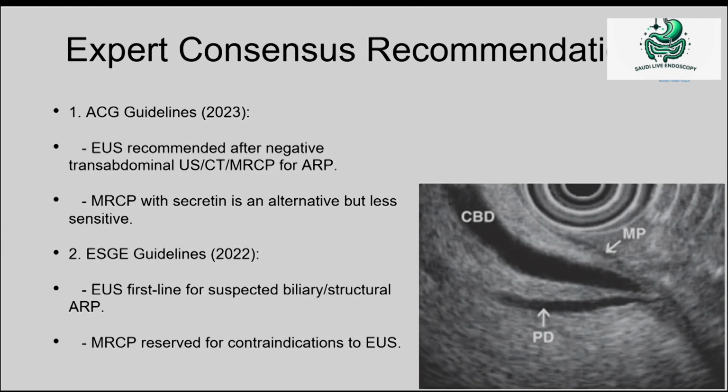So what's the expert recommendation? ACG, unfortunately, recommends an EUS to be done after a negative transabdominal ultrasound, MRCP, and CT. MRCP secretin is an alternative, they mention, but ESGE recommends EUS as first line for suspected biliary structural abnormality. So in our center, we stopped doing MRCP. We are doing EUS for every patient with suspected microlithiasis or cholelithiasis or any patient admitted with pancreatitis. Unless the patient is not fit for EUS, we send them for MRCP.